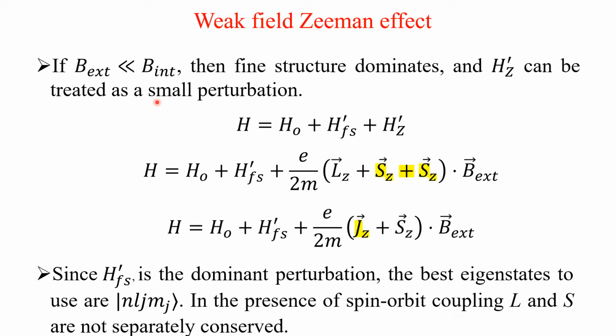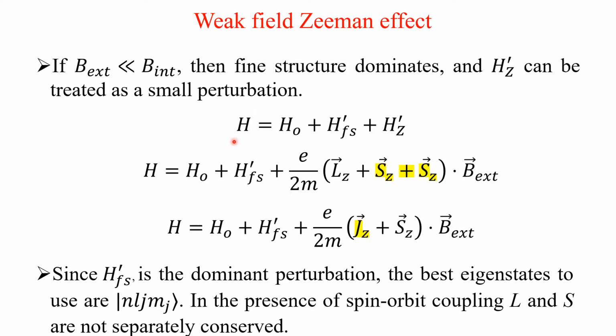Now we will see about the weak field Zeeman effect. As I said already, in the case of weak field Zeeman effect, the internal magnetic field is very much greater than the external field. So naturally the fine structure dominates, and the perturbed Hamiltonian for Zeeman effect can be treated as a small perturbation.